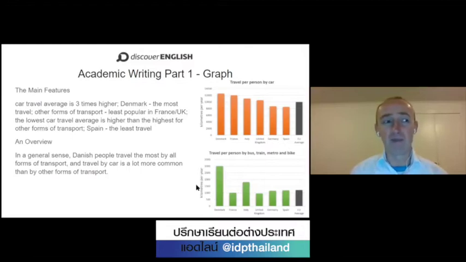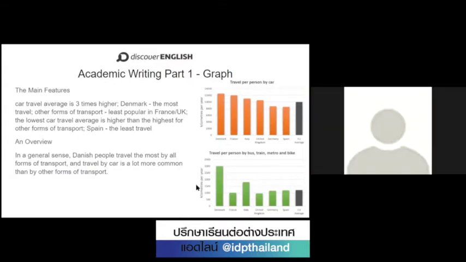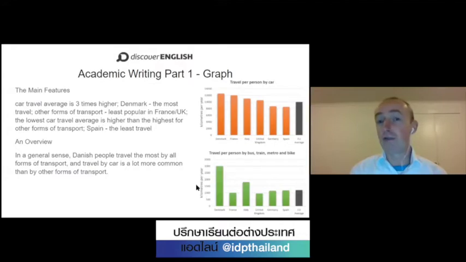It's not explicitly, clearly asked for in the task, but in the marking descriptors, if you don't have an overview, then you're not completing the task. So for these two graphs you've got here, you've got travel per person by car, and you've got travel per person by other forms: bus, train, bicycle, etc.